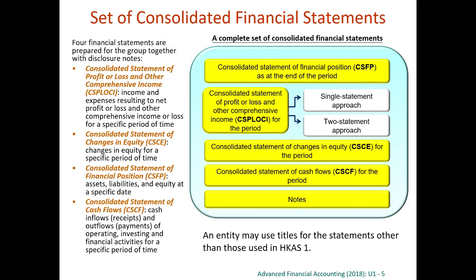Basically, we said that we have to prepare consolidated financial statements. Therefore, consolidated financial statements consist of many statements. We have to prepare the consolidated statement of profit or loss and other comprehensive income. We have to prepare the consolidated statement of changes in equity. We have to prepare the consolidated statement of financial position. And also we have to prepare a consolidated statement of cash flows. At the end of this course, we should be able to prepare all these consolidated financial statements.